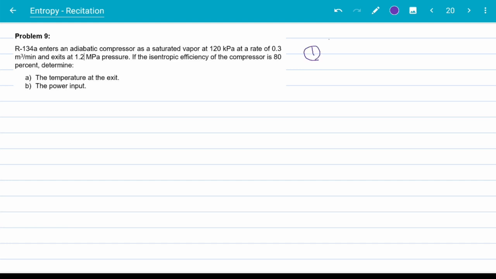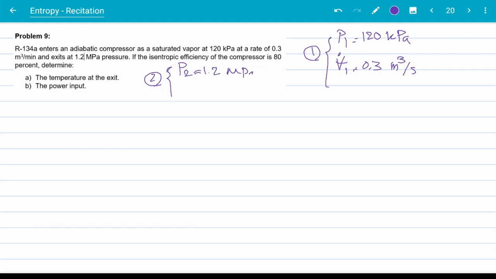First, we know that at the entrance, we are dealing with pressure of 120 kilopascals. We also know that the volumetric flow rate is given. Volumetric flow rate is 0.3 meters cubed per second. And we know that the final state at the exit of the compressor, we have pressure 1.2 megapascals. And that's all we know. We also know that the isentropic efficiency of the compressor is 80%. Let's start with that. Isentropic efficiency of a compressor is defined as the work input of an ideal compressor, or an isentropic compressor, over the work input of the actual compressor.